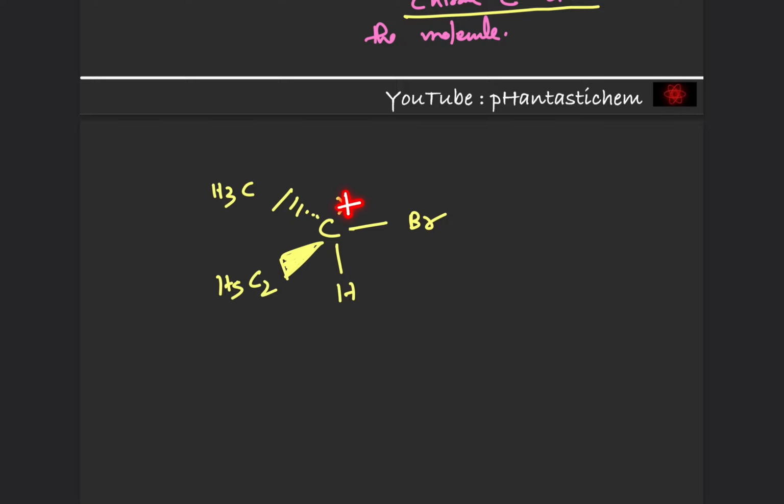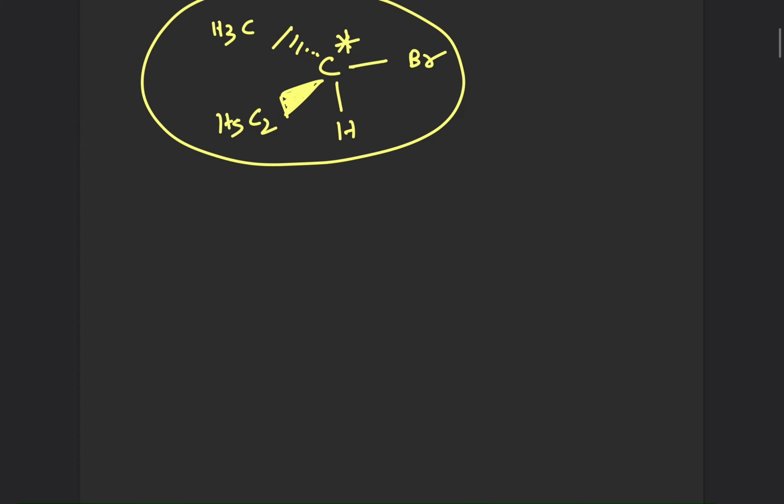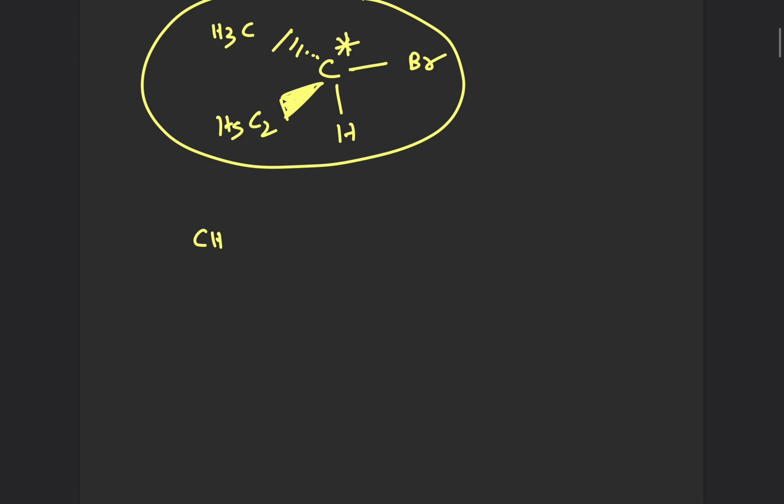Okay, so the single asymmetric or chiral carbon atom in the molecule is this guy. You can see it is attached to four different groups: CH3, C2H5, H and Br. Okay, the solid wedge represents above the plane of the screen. The dashed wedge represents below the plane of screen. Okay, or in simple terms I can draw this guy as CH3, CH, Br, CH2, CH3.